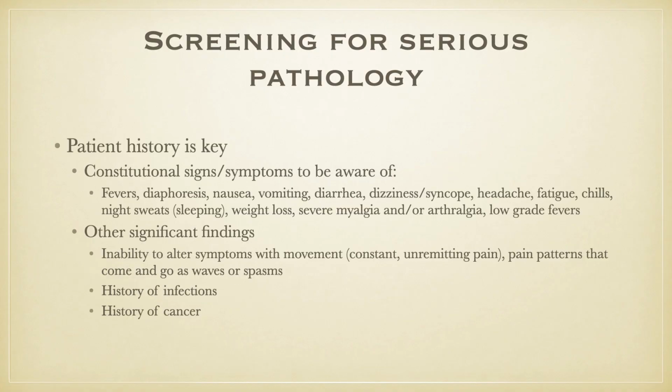All right, when we're screening for serious pathology, these are important things to think about. Your patient history is very important and it's key. So you can see there, typical things that we're taught in classes or textbooks, the stuff to ask for, specific questions to ask for. Constitutional signs and symptoms to be aware of, all these things that might raise our awareness or raise potential for red flags. But other significant findings as well.